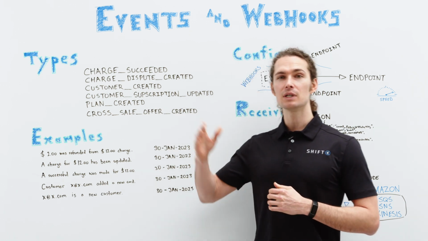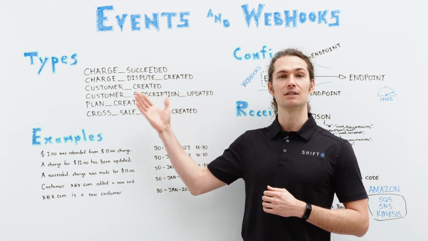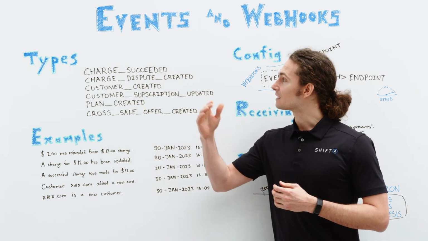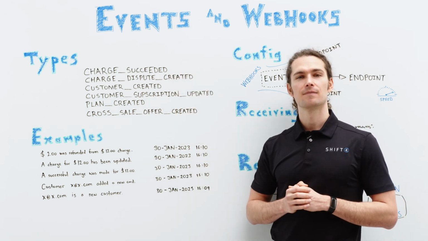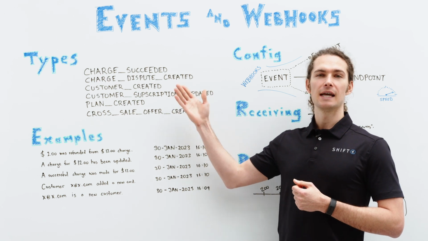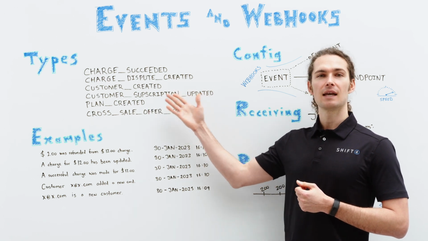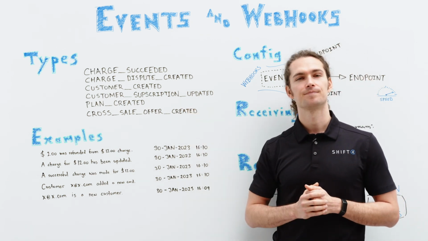Here are a few additional examples of actions on your account that will be represented as events. A successful charge. A charge dispute was created. A chargeback. A new customer created. A subscription was updated. A plan that's created, and the list goes on and on.